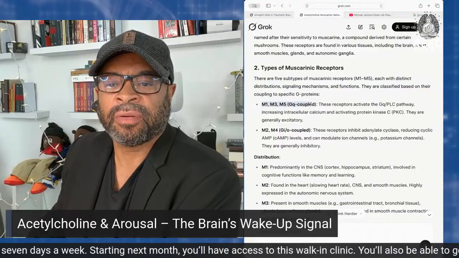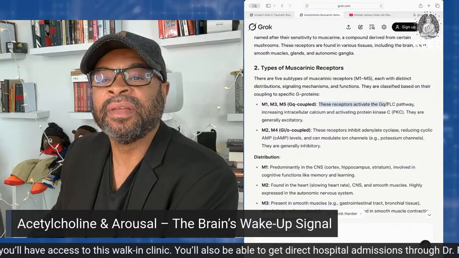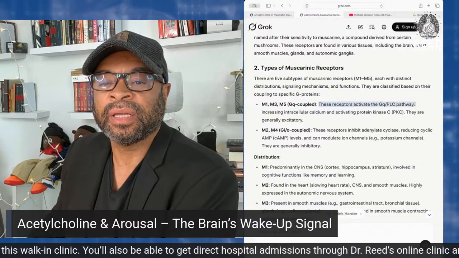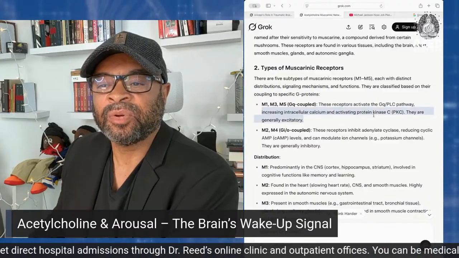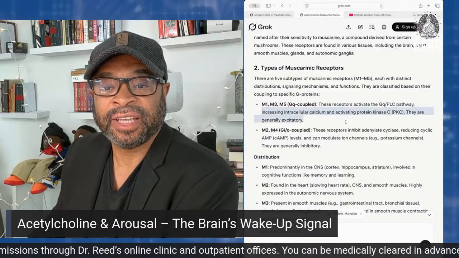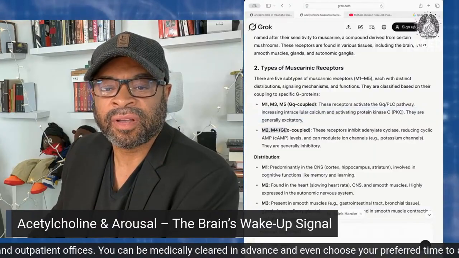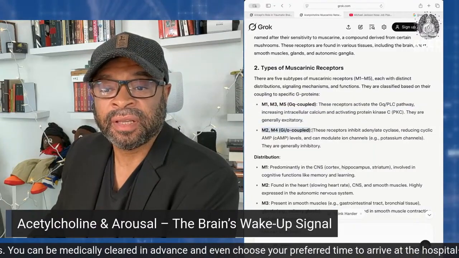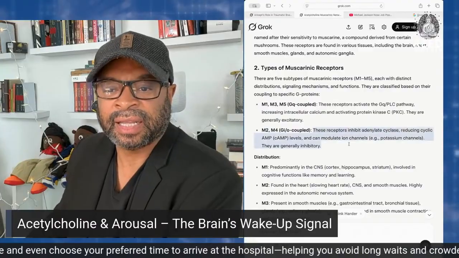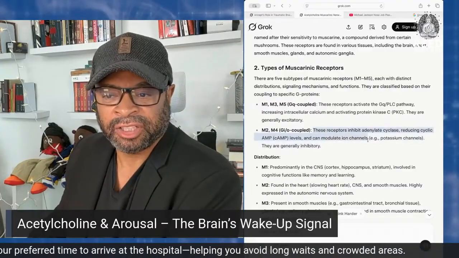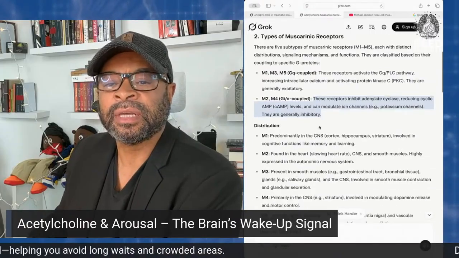M1, 3, and 5 are Gq coupled. These receptors activate this G protein pathway. It increases intracellular calcium, and it activates protein kinase C. They are generally excitatory. Now, M2 and M4 are Gi coupled receptors. These receptors inhibit adenylate cyclase, reducing cyclic AMP levels, and can modulate ion channels, particularly calcium channels. They are inhibitory. So those are the 2 types of muscarinic receptors.